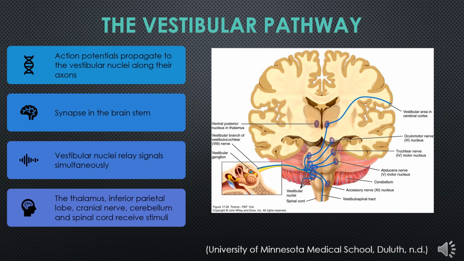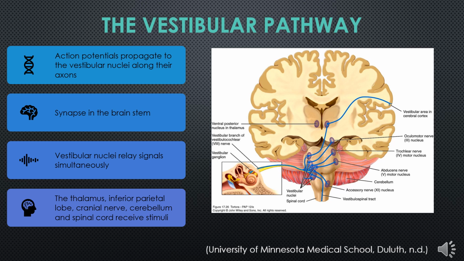The vestibular pathway allows for the vestibular stimuli to reach the central nervous system. Action potentials propagate to the vestibular nuclei along their axons and synapse in the brainstem. The vestibular nuclei relay signals simultaneously to several areas of the central nervous system.